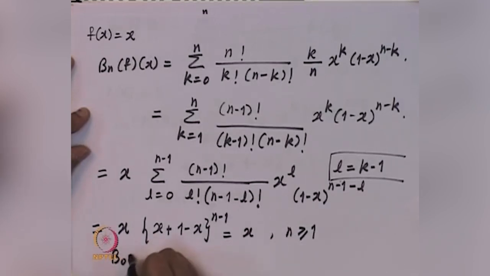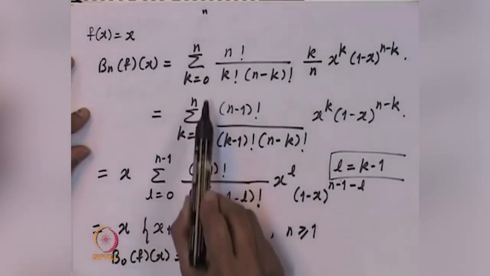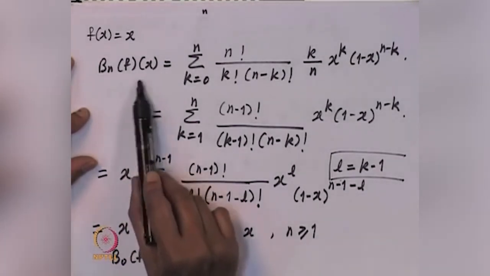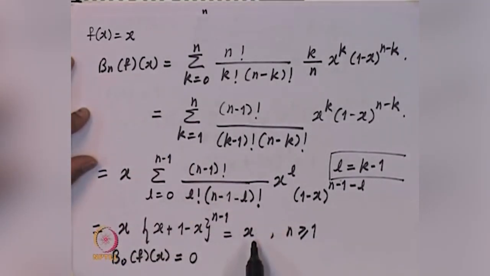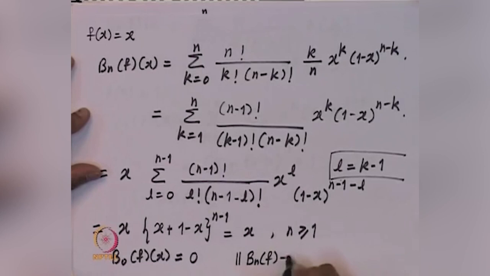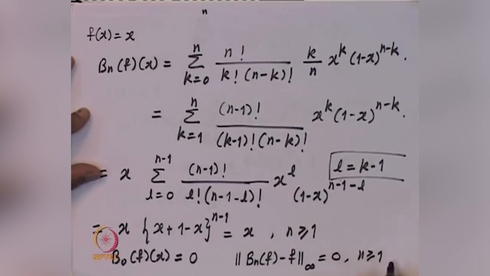And when I look at b 0 f at x, when you have got n is equal to 0, then that is going to be 0. So, for n bigger than or equal to 1, the approximating polynomial b n f x is equal to x. So, once again the infinity norm of b n f minus f will be 0 for n bigger than or equal to 1. What we want is norm of b n f minus f to tend to 0 as n tends to infinity. So, except for the first term, you have got a constant sequence.